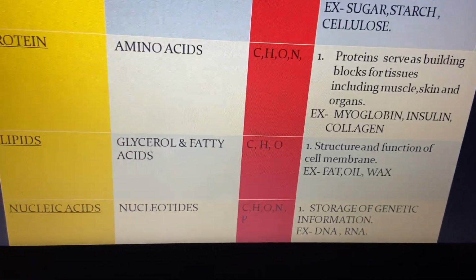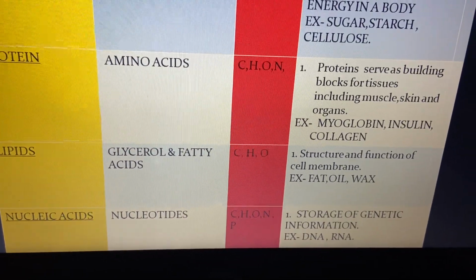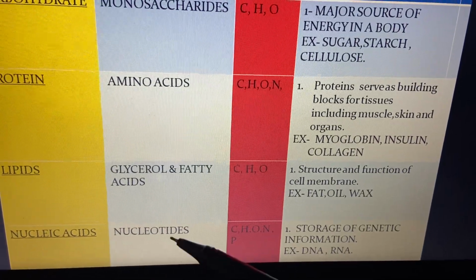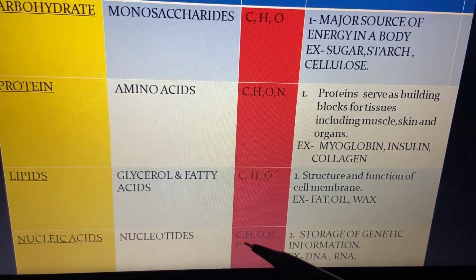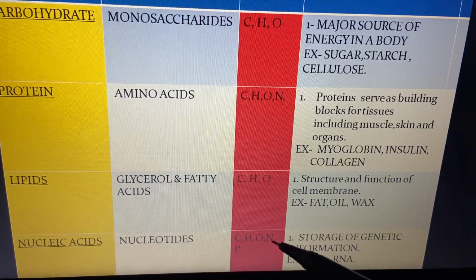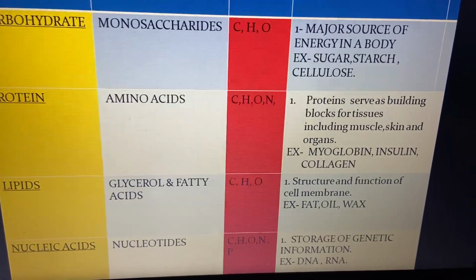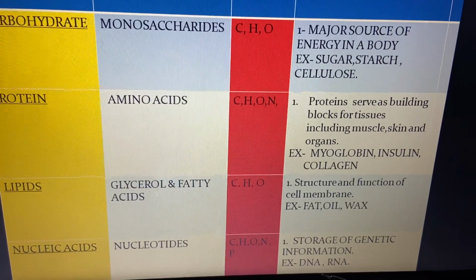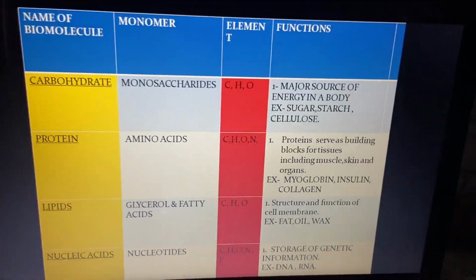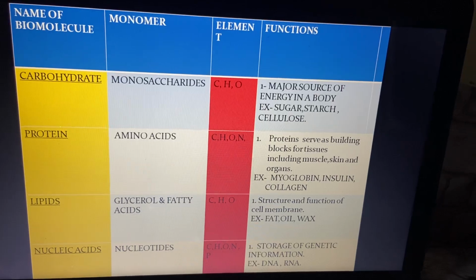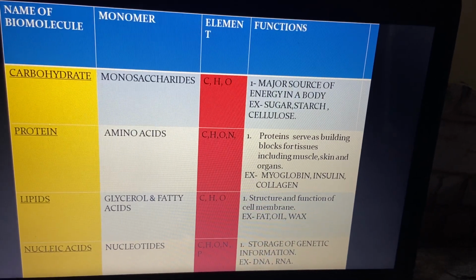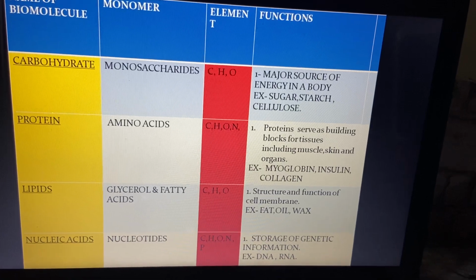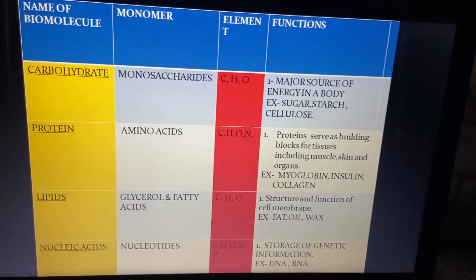Next and the last is nucleic acid. As we already know, all nucleic acids, whether DNA or RNA, are composed of nucleotides, and the elements involved are carbon, hydrogen, oxygen, nitrogen, and phosphorus. Nucleic acids are the storage of genetic information, for example DNA or RNA. So these are the major macromolecules which play a very important role in our body: carbohydrates, proteins, lipids, and nucleic acids.